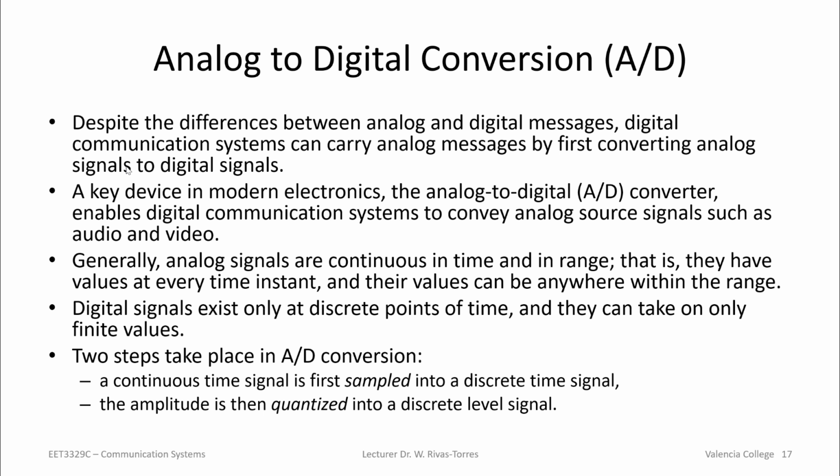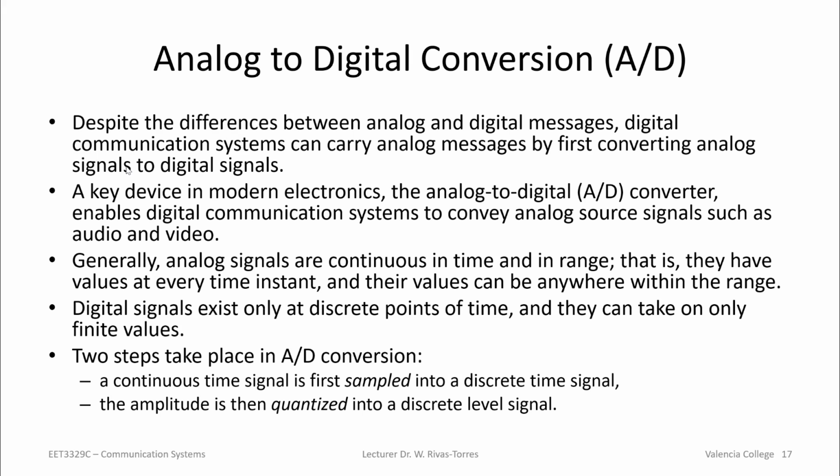All right. So how do we get from analog to digital? We need some kind of conversion. And this is what the A/D, which we normally pronounce A to D, does. It stands for analog to digital converter. This is what enables digital communications to convey analog signals, such as audio and video.